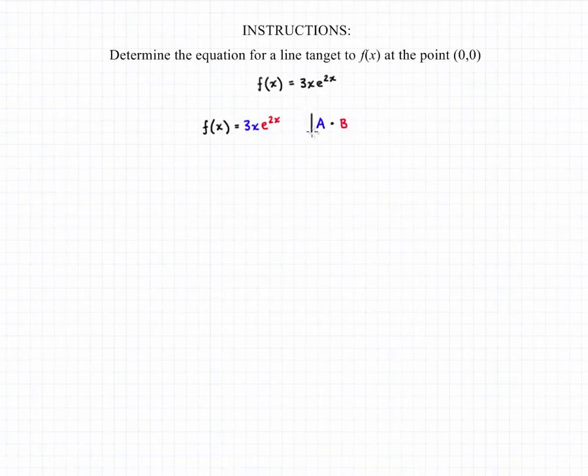Now the product rule tells us that if we have a function that's made up of two pieces, or two smaller functions that are being multiplied, we can find the derivative of that function by taking the derivative of the first piece, multiplying it by the second piece, and adding that to the first piece multiplied by the derivative of the second piece.